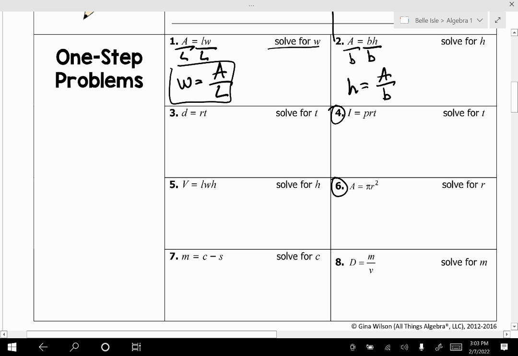Okay, I would like for you to do 4, 6, and 8. That is a principal interest formula. That is the area of a circle. And that is the distance formula. I think so. Well, I'm not a physics teacher right now. Or maybe it's density. Yeah, density formula, sorry. That is a principal interest formula.